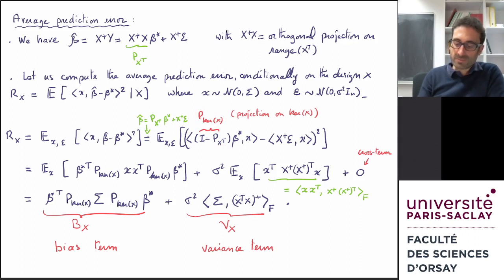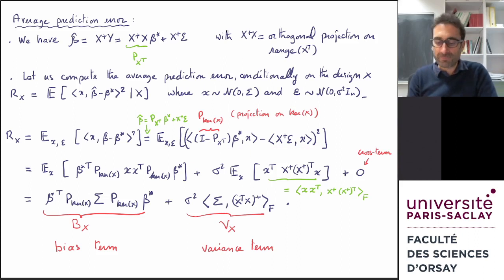All right, so now I have a square. So what I will do, as usual, I will expand the square. If I expand the square, I will have the square of this term. It gives me this term. And you can see that this term does not depend on epsilon, so I just have expectation with respect to small x. And I will have the square of this term.